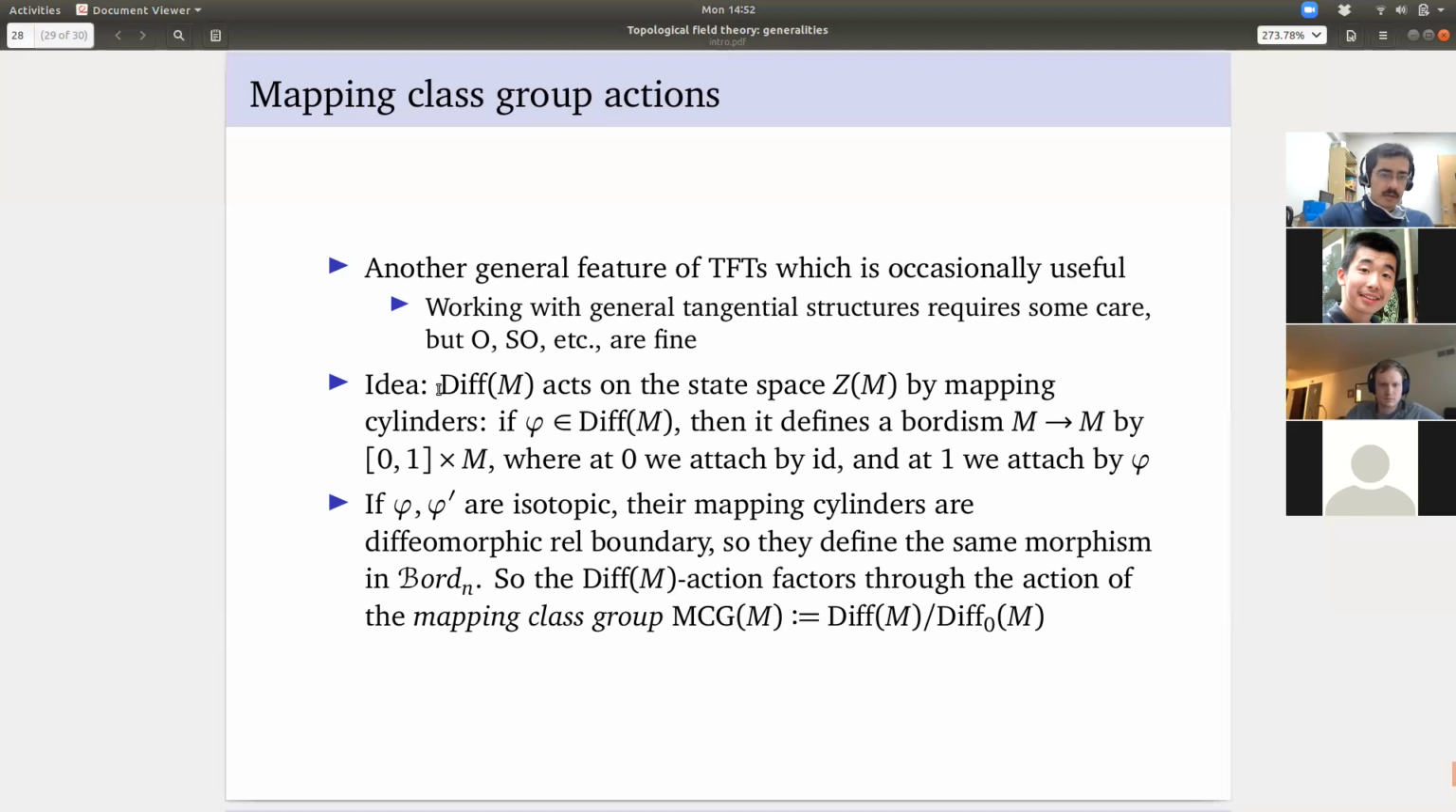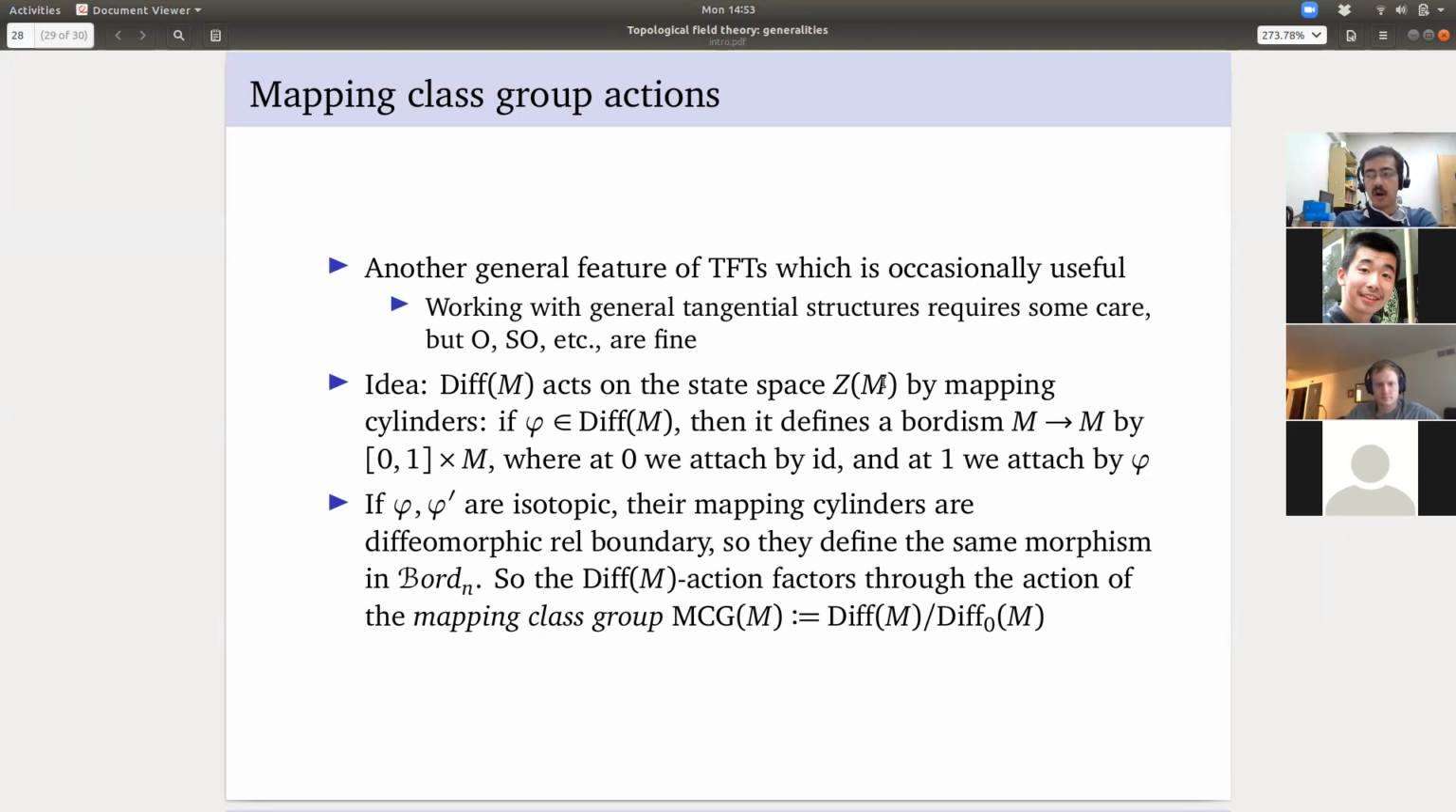So the key idea is, as a feature of the Bordism category, the Diffeomorphism group of M acts on the state space by mapping cylinders. So we can define, I told you it matters the data of the identifications in the Bordism. And so let's define a mapping cylinder by taking the cylinder Bordism, but attaching M at 0 by the identity, and at 1 attaching it by our Diffeomorphism. So this is not equivalent, because I said Diffeomorphism is rel boundary when making associativity work. This is not always the same morphism. But this defines a group homomorphism from Diffeomorphisms to the automorphisms in the Bordism category of M.